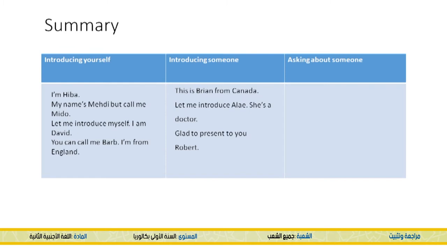Now, how to ask about someone, right? For example, how are you doing? Or how's everything? Or are you a student? Or where are you from? Of course, there are other statements like, how's life treating you, right? I hope everything is good with you. So these are different statements. Of course, this is something that you did last year, but this year, of course, we are going to repeat that.